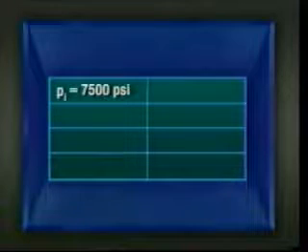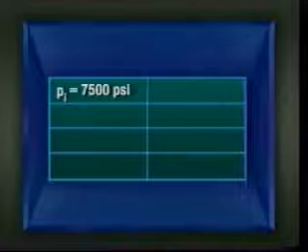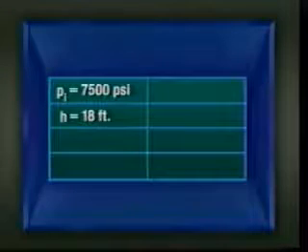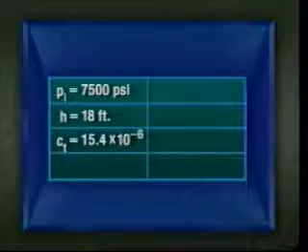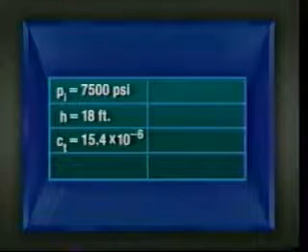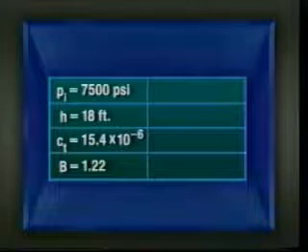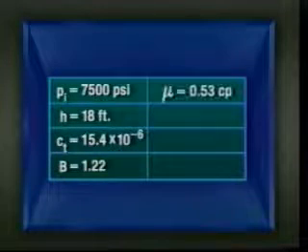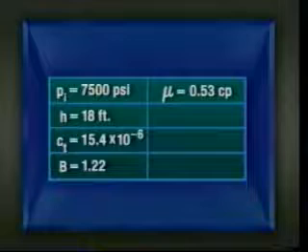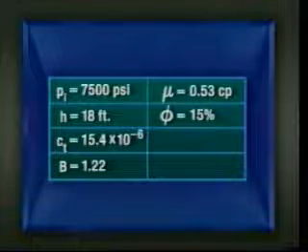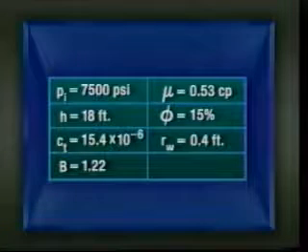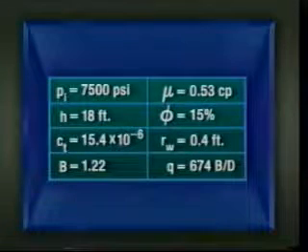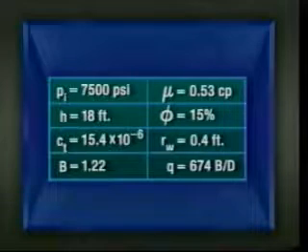The estimated initial pressure obtained from the initial shut-in period is 7,500 psi. The formation thickness is 18 feet. Fluid compressibility is 15.4 times 10 to the minus 6. The formation volume factor is 1.22. Viscosity is 0.53 centipoise. Porosity 15%. Wellbore radius 0.4 feet. The well was produced at a rate of 674 barrels per day.